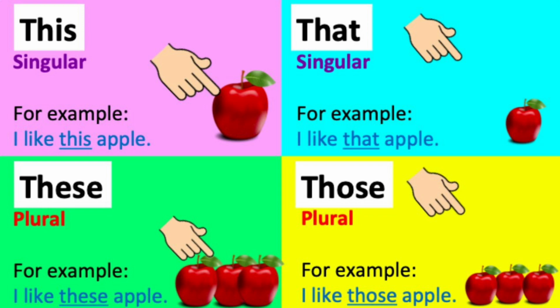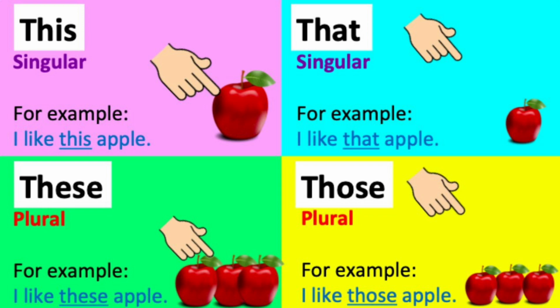Third demonstrative pronoun is these. Look at the example, children. I like these apples. In the picture, the apples are plural objects, as well as the finger is near to the apples. So here we use these. So the sentence is, I like these apples.